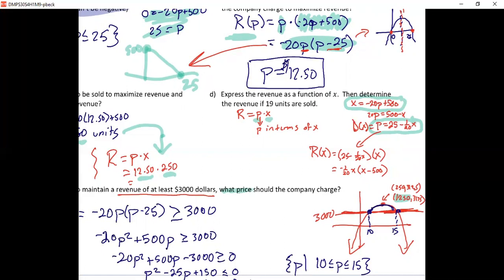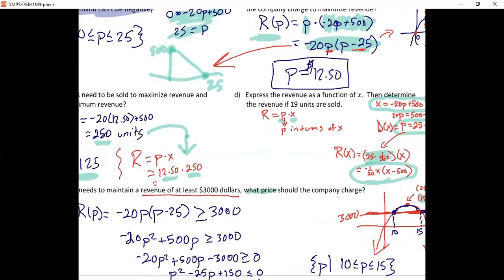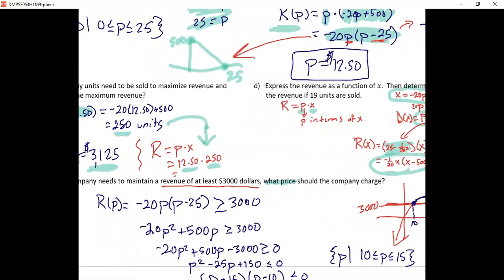So I put my price in terms of quantity, like so, and price times X, and I now have this expression right here. So revenue of X. If I really wanted to, I could check what is R of 250 in that case, and what should end up happening is we get 3,125. So what I was just saying was, if I wanted to check what is R of 250, it should equal 3,125 also.